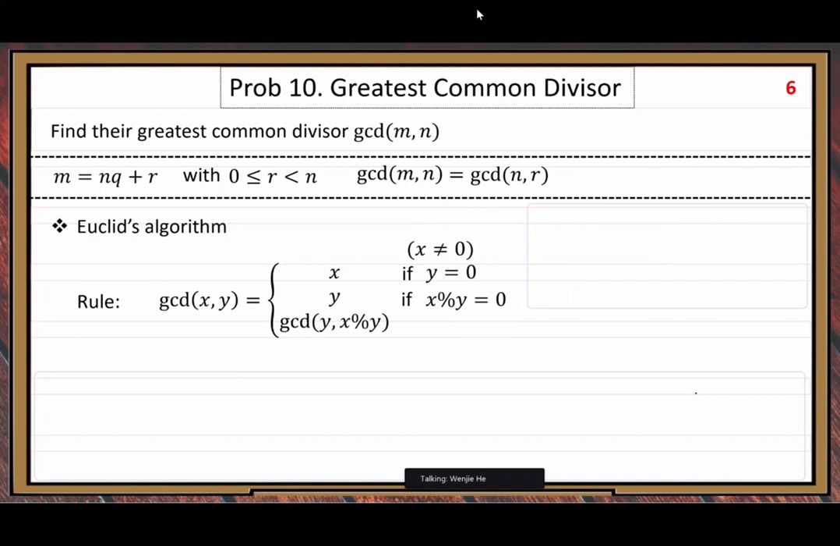All right, and then we finish part B. Next, we will start part C.